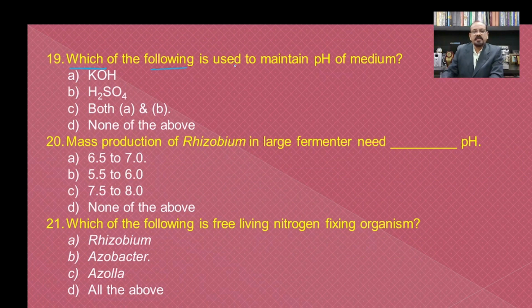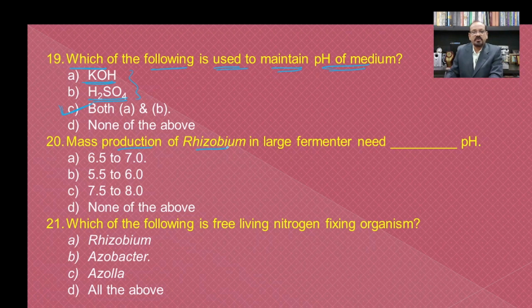Then which of the following is used to maintain pH of medium? If you see the maintenance of the pH, both lowering and raising, here the potassium hydroxide and the sulfuric acid both are used to maintain the pH, either to lower or to increase it, and hence both A and B become the answer for this question.